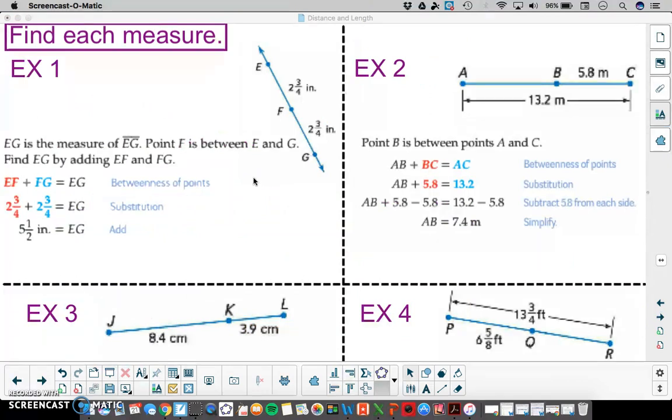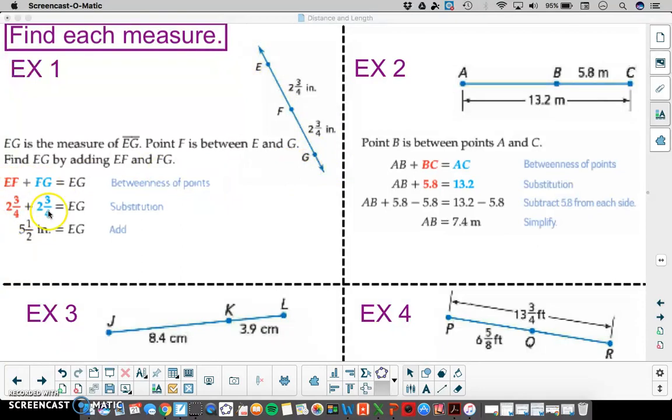In these examples, we're going to use betweenness to find actual measures. So here we have example 1, and we have the segment EG with F between. So EG is the measure of segment EG. Point F is between E and G. Because it tells us point F is between, we know we can use betweenness of points to help us solve this problem. We're going to find EG by adding EF and FG. So using betweenness, we know the measure of EF plus the measure of FG equals the whole measure EG.